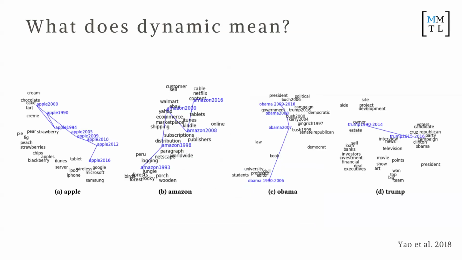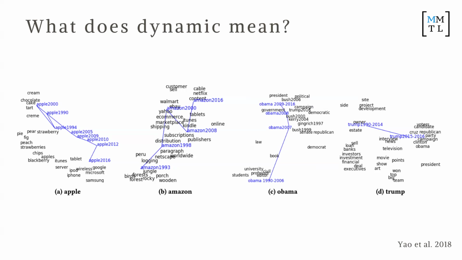Now, what exactly does dynamic mean? Some people have some trouble wrapping their head around that. But if you think about the natural progression of words over time, words that we understand can mean completely different things at a different point in time. For example, when you looked at the word apple in 2000 or 1990, it was associated with tarts, cake, chocolate, and cream. But as we've moved along, now it's associated with Google, Microsoft, wireless, Samsung.